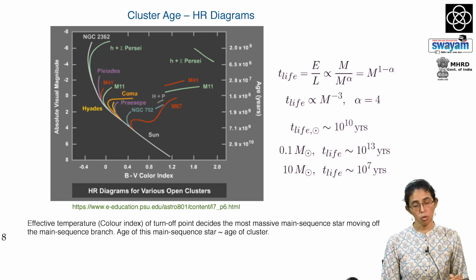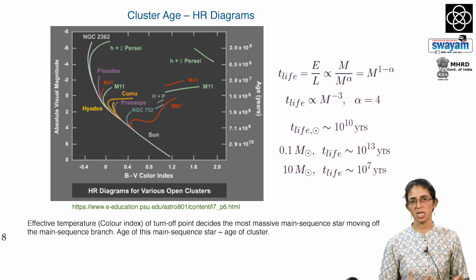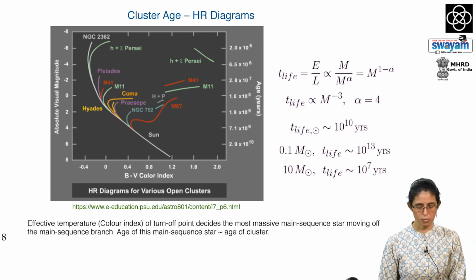And a lower mass star, such as a 0.1 solar mass star, will spend 3 orders of magnitude more time in the main sequence phase. That is, it will continue to remain in the main sequence phase for 10 power 13 years, that is 10,000 billion years, as compared to the 10 billion years that the sun spends on the main sequence phase.